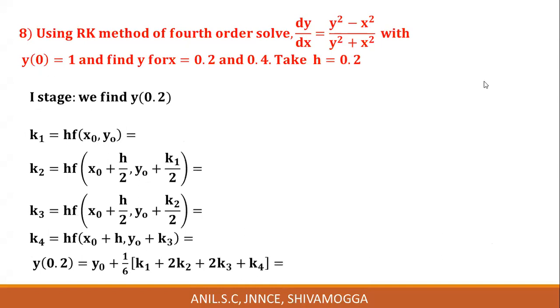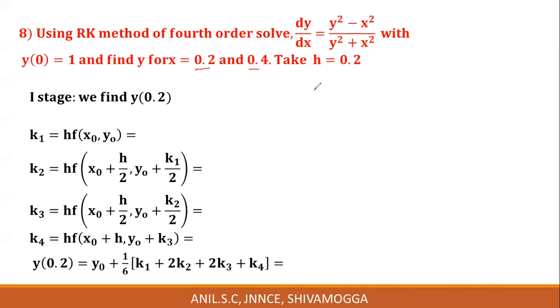Using the RK method of 4th order, solve dy by dx is equal to y square minus x square divided by y square plus x square with y of 0 is equal to 1, and find y for x is equal to 0.2 and 0.4. Take h is equal to 0.2. Clearly, this is a 2-step problem because two functional values are required, one at x is equal to 0.2 and the other at x is equal to 0.4.